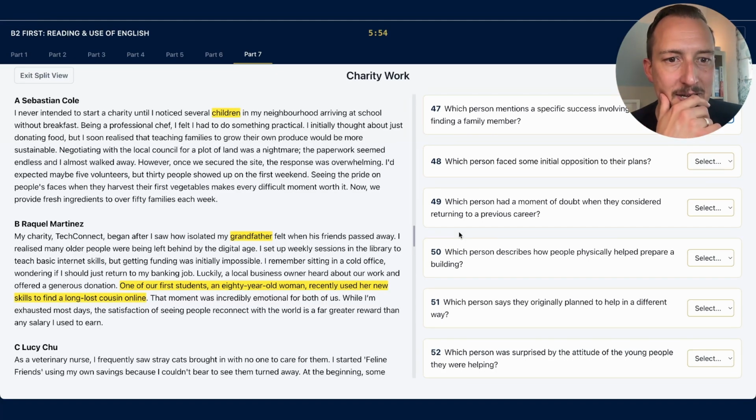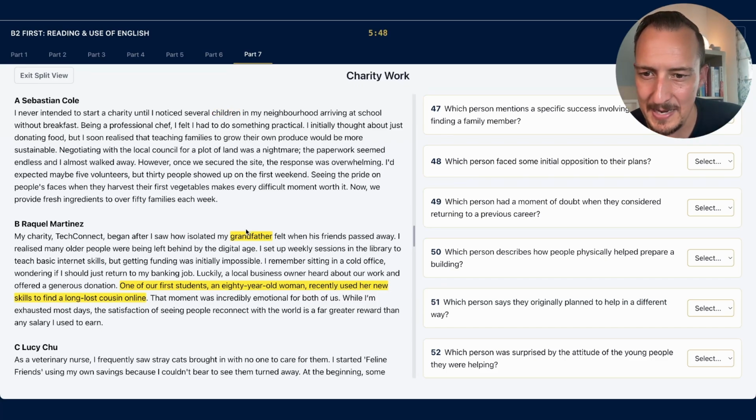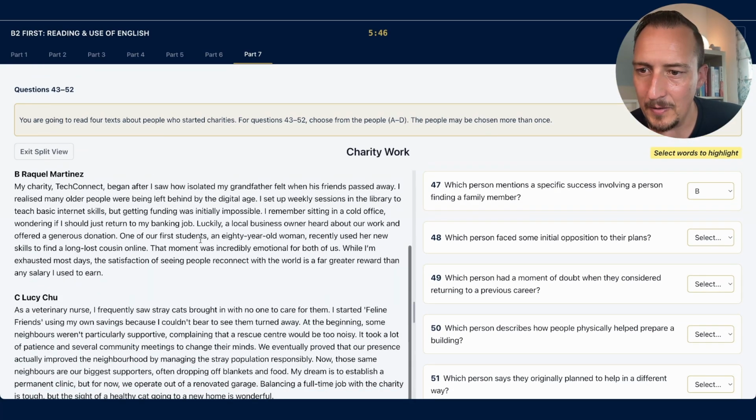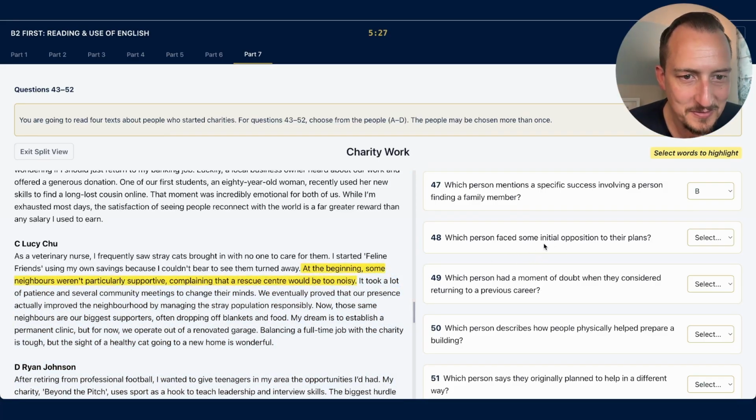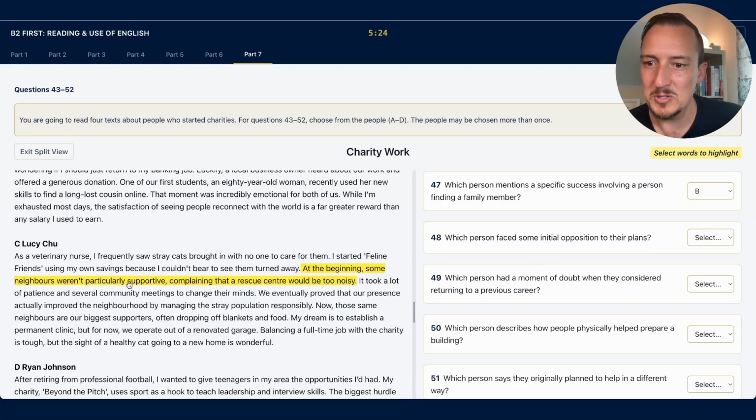Which person faced some initial opposition to their plans? Oh, I think I remember this. This was the neighbours, wasn't it? It was the neighbours. We eventually proved that our presence actually improved the neighborhood. Yes, at the beginning, some neighbors weren't particularly supportive, complaining that a rescue center would be too noisy. That is initial opposition. Exactly. So the correct answer is C.